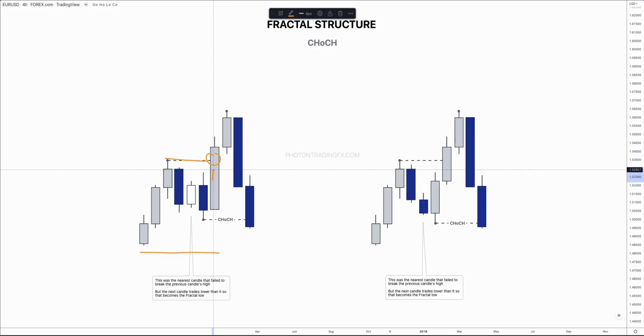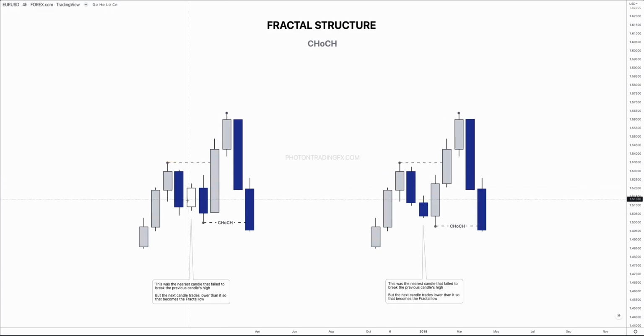Well, did this candle here break the previous candle's high? Yes, it broke its high. Did this candle here break the previous candle's high? Yes, it did. So that shouldn't be the low. Now this candle here, did it fail to break the previous candle's high? Yes, it failed to break the previous candle's high, okay? So let's get rid of these lines.